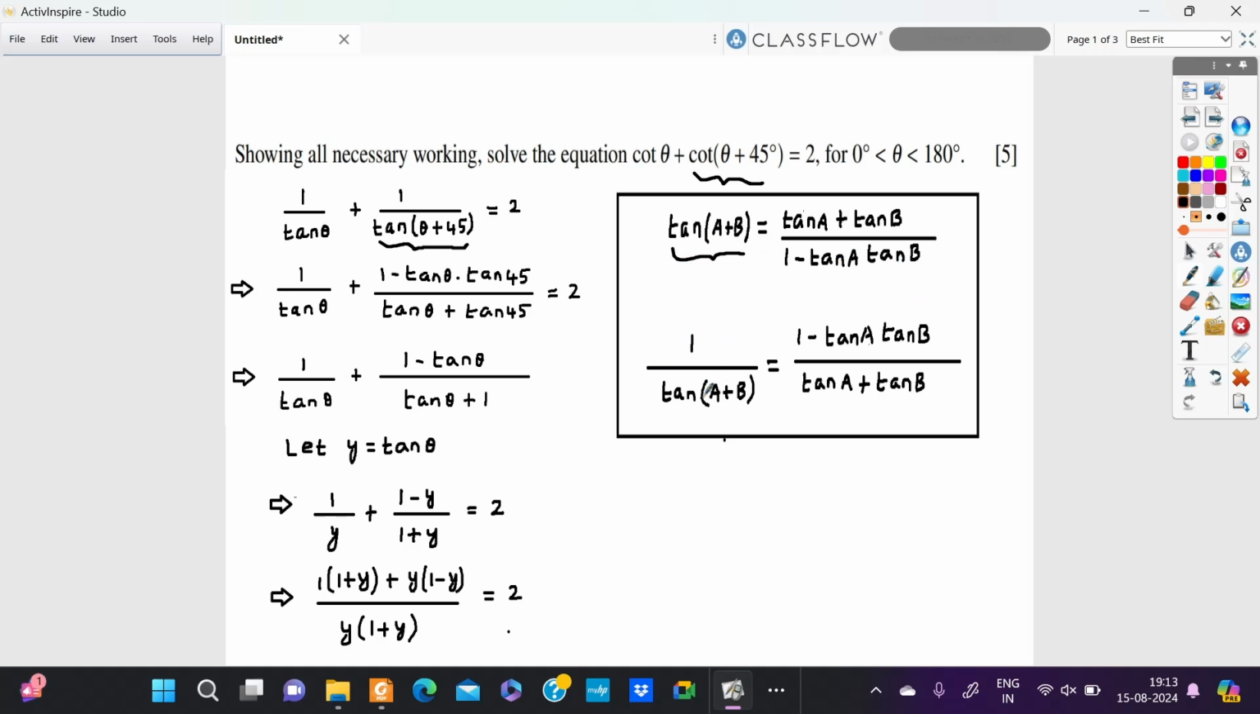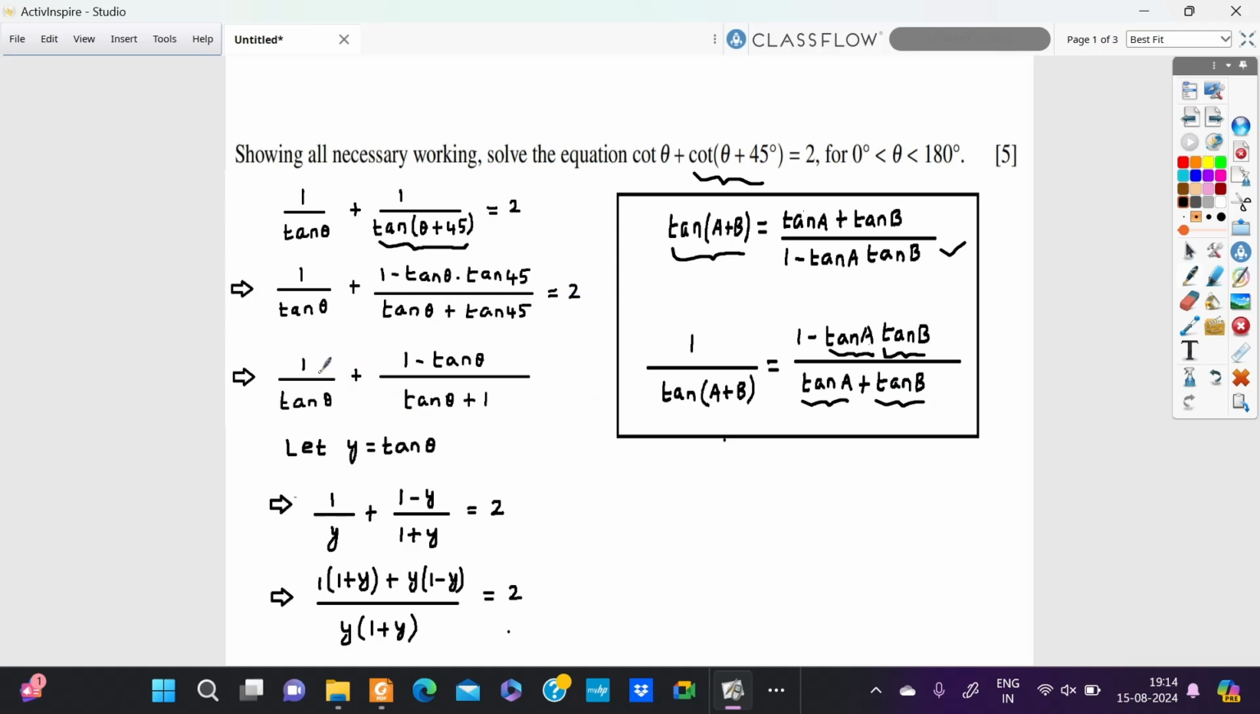Therefore 1 over tan(a + b) could be written as just the reciprocal of this right hand side. So we have 1 minus tan a tan b divided by tan a plus tan b. So I write 1 over tan(theta + 45), where a is theta and b is 45. So just replace a and b here, which is 1 minus tan theta times tan 45 divided by tan theta plus tan 45, which is equal to 2.